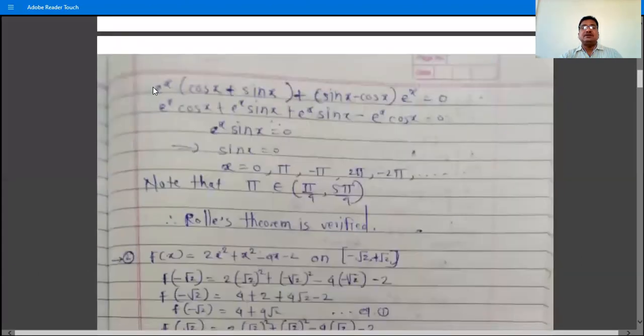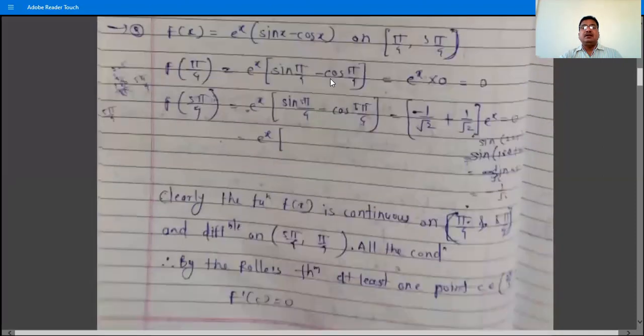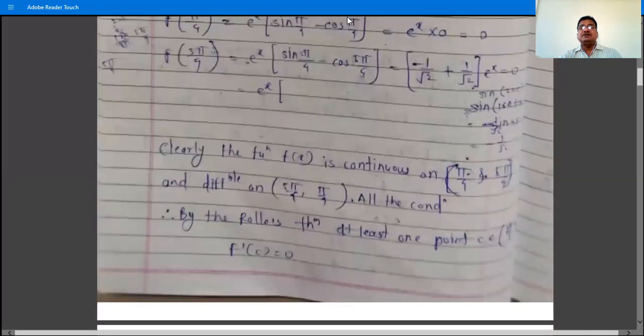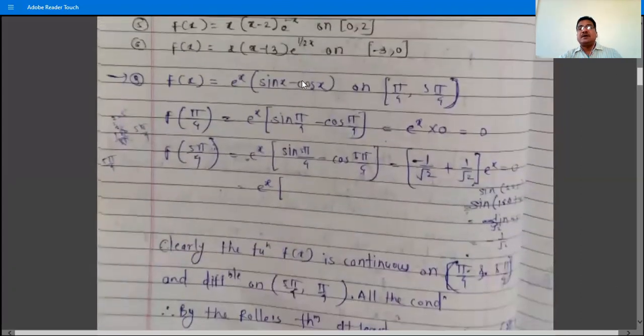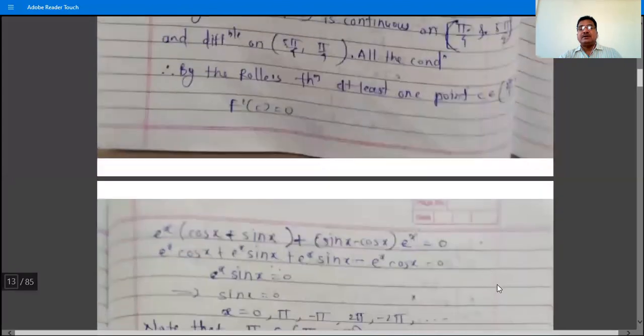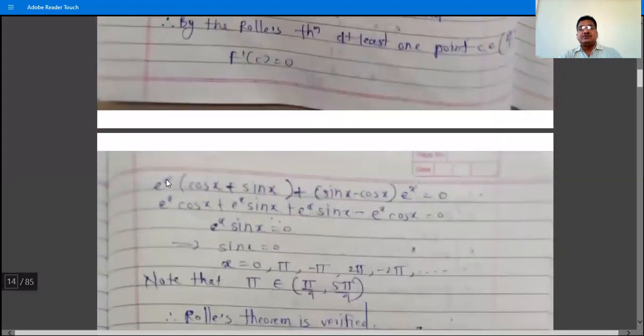So f dash x is e raised to x, e raised to x, derivative of (sin x minus cos x). In the bracket, sin x has derivative cos x, and the derivative of cos x is minus sin x. So minus minus becomes plus sin x, plus the second quantity v, sin x minus cos x, into the derivative of e raised to x, which is e raised to x, is equal to 0. Substitute x as c now, or directly solve this.